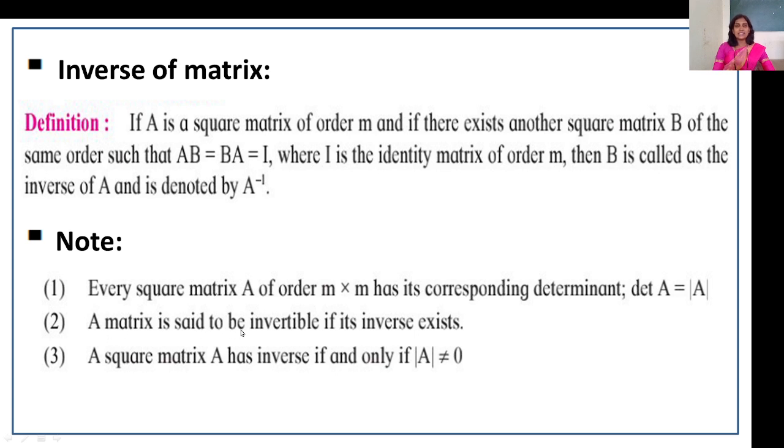Second, a matrix is said to be invertible if its inverse exists. If any matrix has its inverse, then this matrix is called an invertible matrix. Then third, a square matrix A has an inverse if and only if determinant of A is not equal to 0. Determinant of A not equal to 0 means this matrix is a non-singular matrix and its inverse exists.